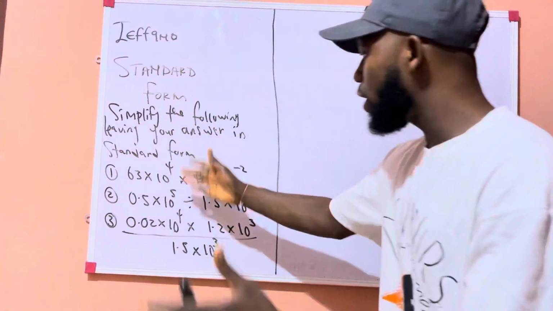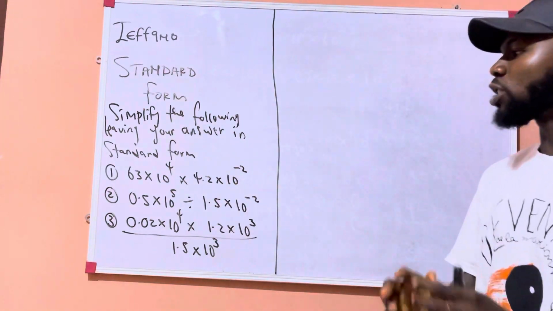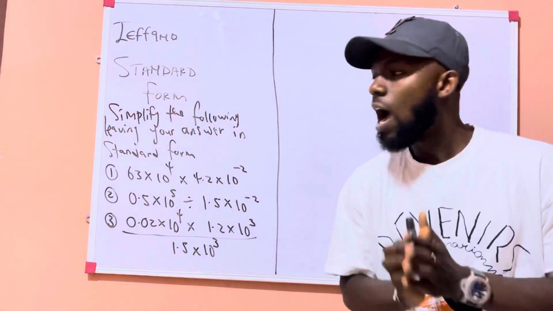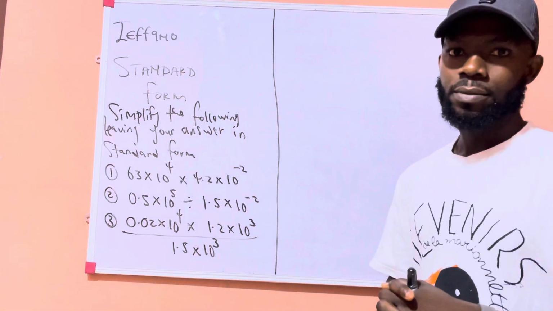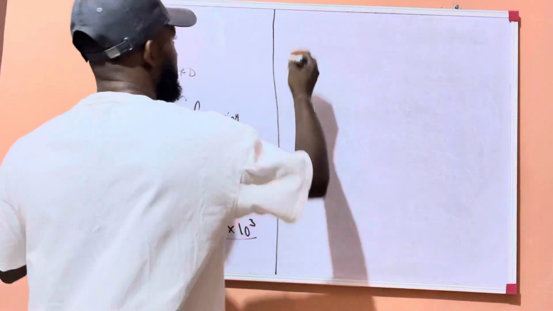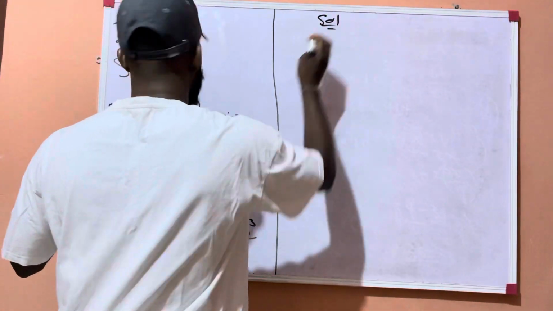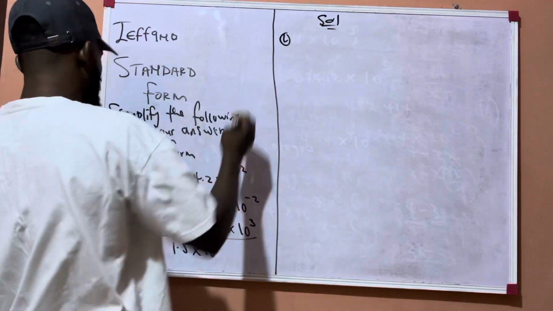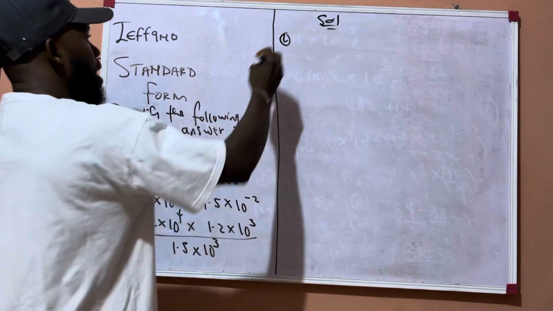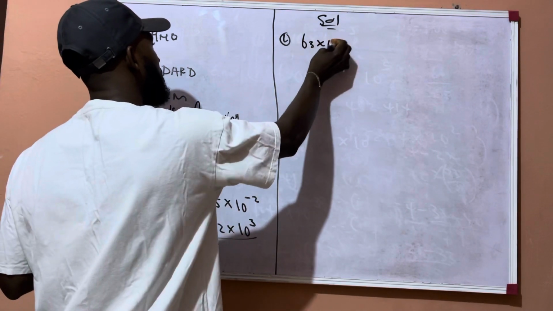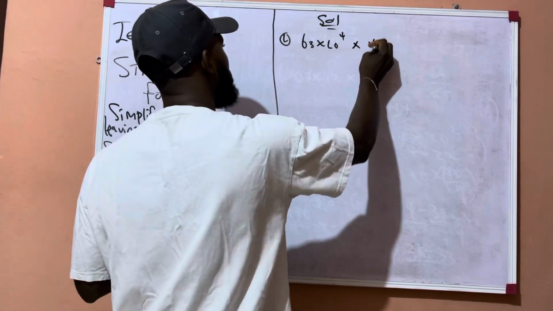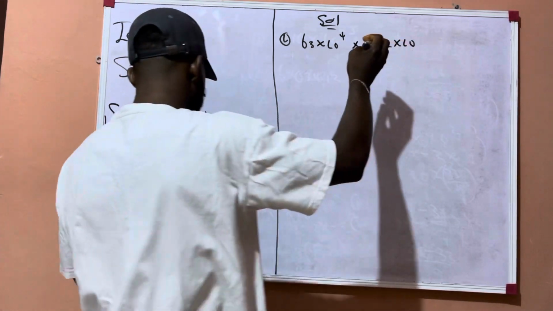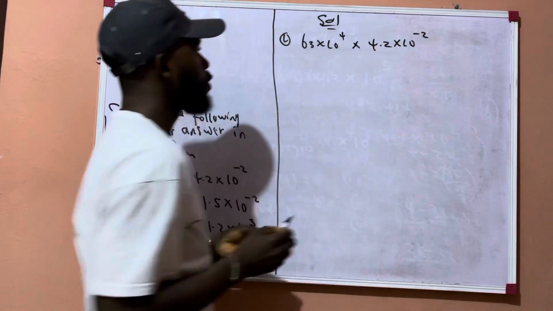So today we have three examples, and these examples we shall be using to explain how we can simplify problems on standard form. Okay, without wasting time, let us begin. Now, number one says 63 times 10, okay, times 4.2 times 10 raised to the power of negative 2.